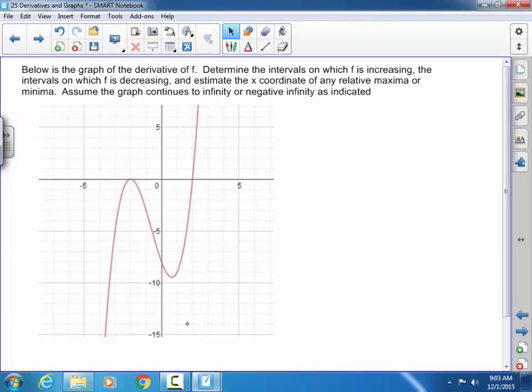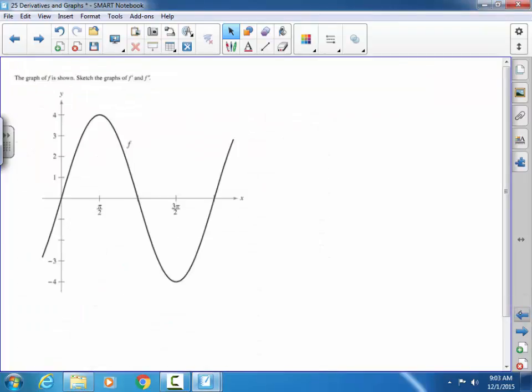Let's look at one more problem here. We'll talk about it tomorrow if we need to. Take that f, sketch f prime and f double prime. Take that f right there, sketch f prime and f double prime from it. You probably can come up with some idea of what the f is already. So that should give you a little bit of a hint of what f prime and f double prime should look like.